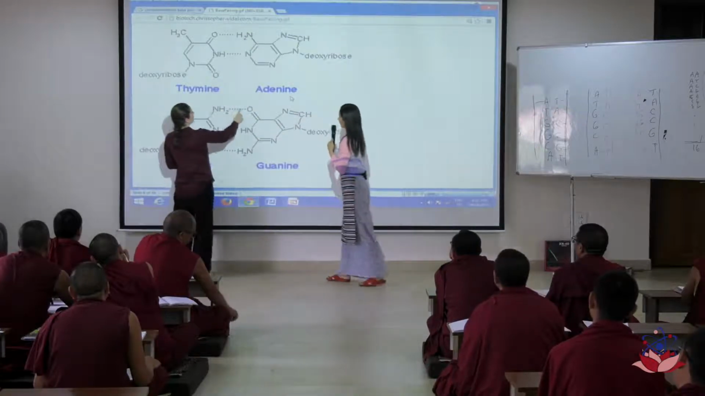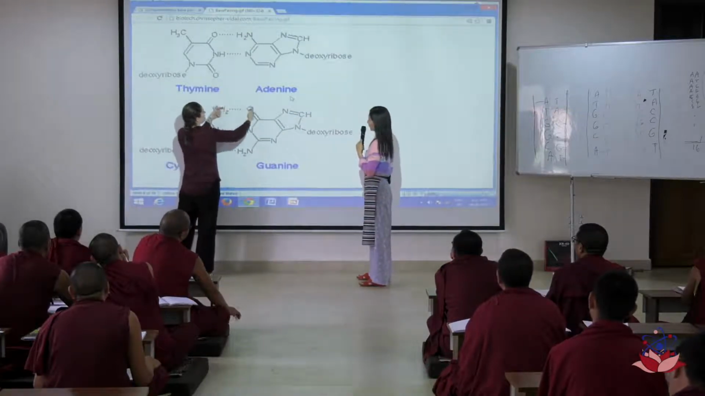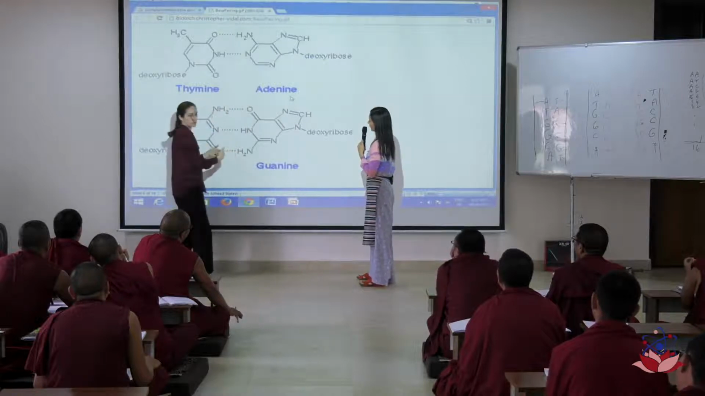They also interact with each other, shown by these dotted lines. These atoms like to be close to each other.